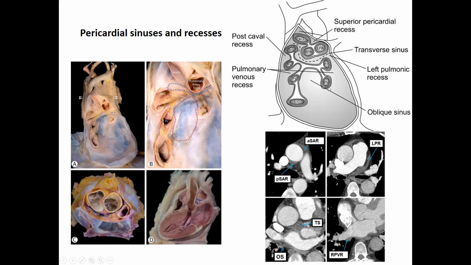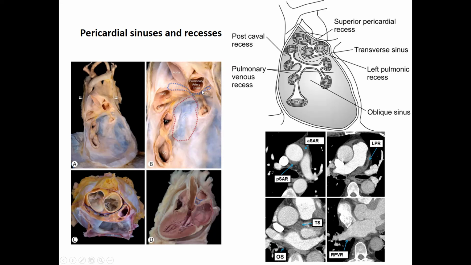If you put your fingers in the oblique sinus, in a cadaver or even in cardiac surgery, it's a space here, but it's a blind space. It has small recesses attached to it, usually around the pulmonary veins. There's the left pulmonic recess here, and also pulmonary venous recesses around the pulmonary veins here. This is also how you can see them.